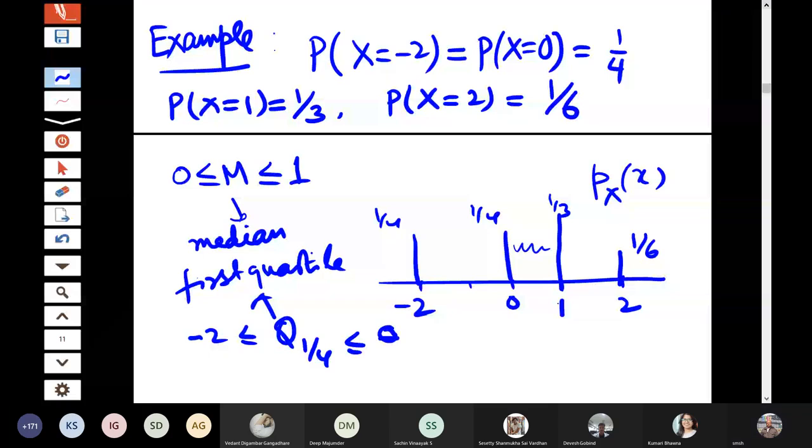Hello. So I think this concept of the moments and also the quantiles is clear now. Let us now move to another concept. Is it okay? Yes, sir.